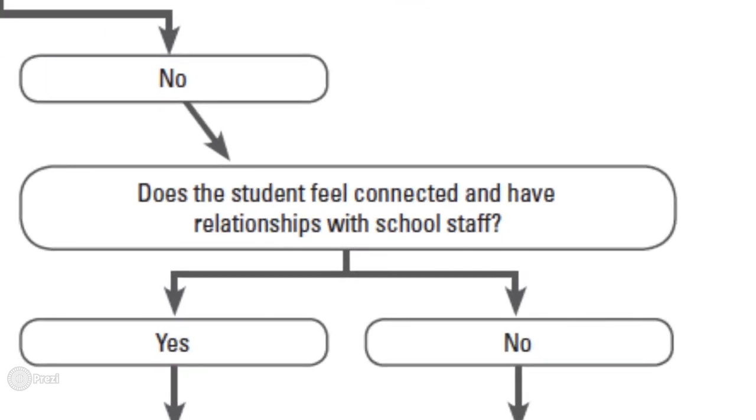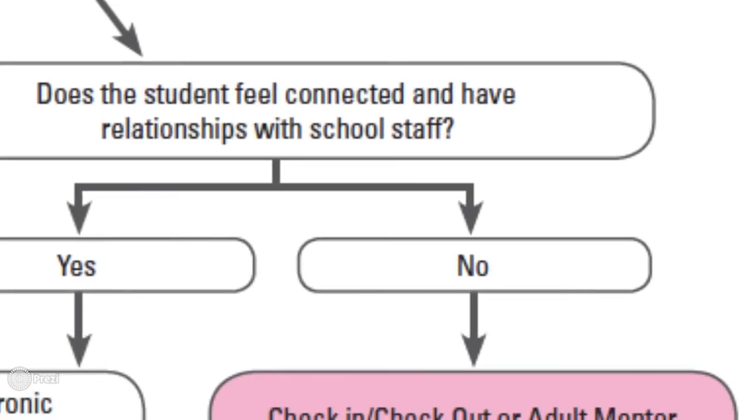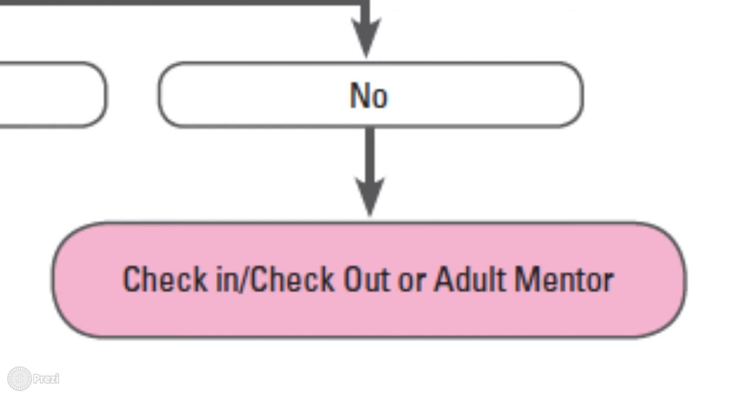If we decide that family factors are not the issue, then we want to have our next question answered, which is, does the student have a connection and a relationship with school staff? If the answer there is no, then that leads us to our next standard intervention, which is either check in and check out if you have that at your school, or an adult mentor, but some way to build relationships with a staff member so that students value and have a good school experience.